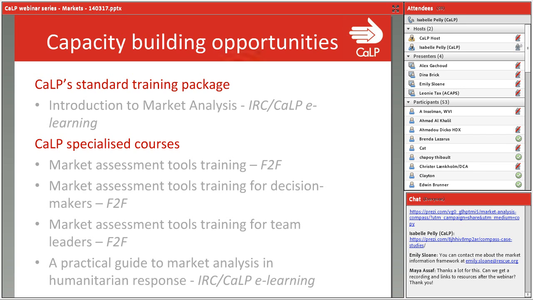The ones that CaLP has produced as face-to-face courses include a 5-day course on market assessment tools. This is effectively going through some of the steps and processes that the Markets Compass encourages, to think really about what is the information that I need in order to meet my objective, and then to help choose the right tool accordingly, or the right combination of tools.